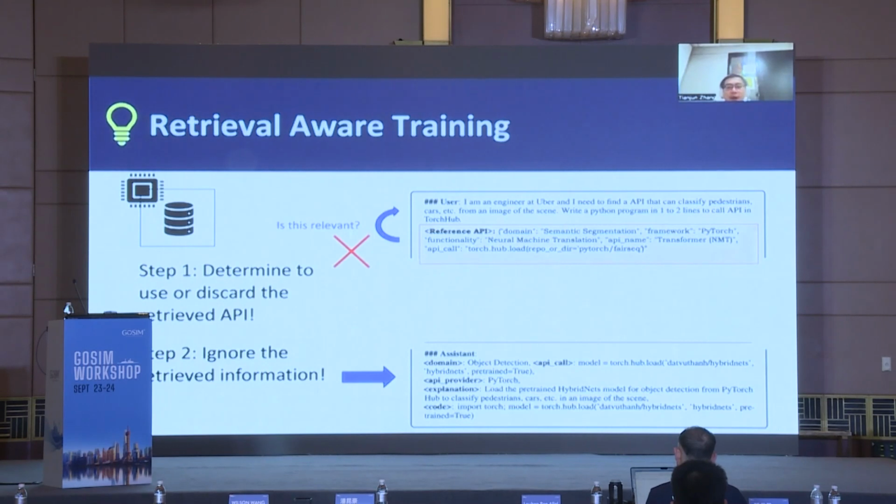So this is a completely wrong API and it's not relevant to our task. So what would the model do? The model would learn to ignore these APIs and then still resort to using its own internal knowledge to actually answer a question in a correct way.